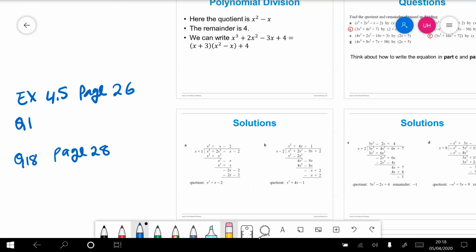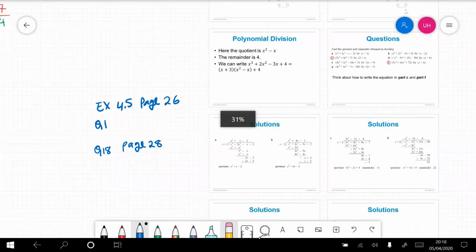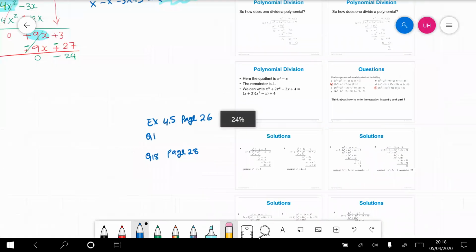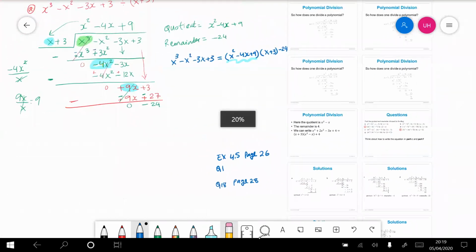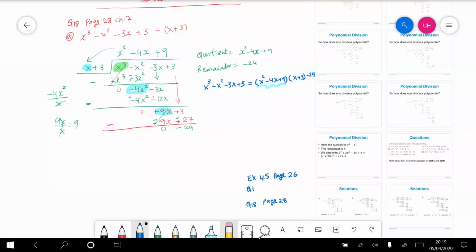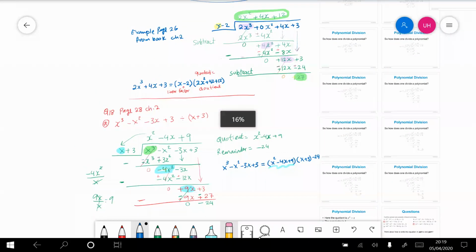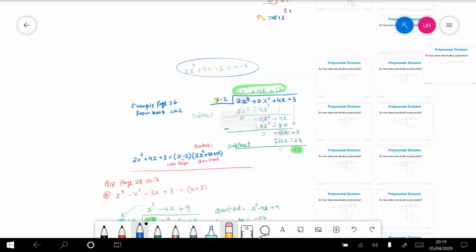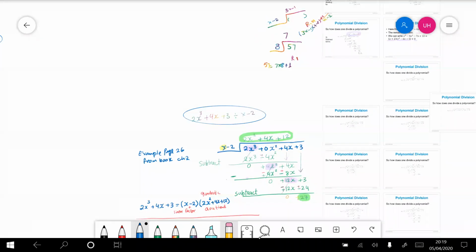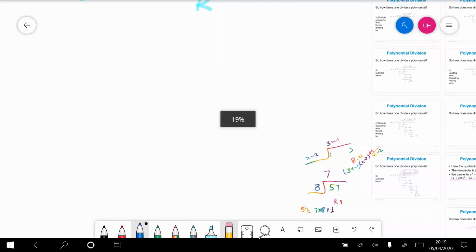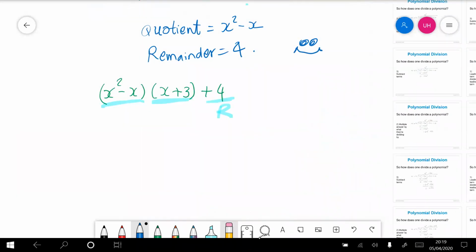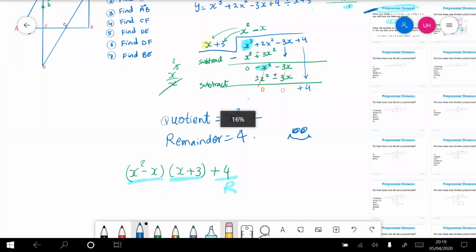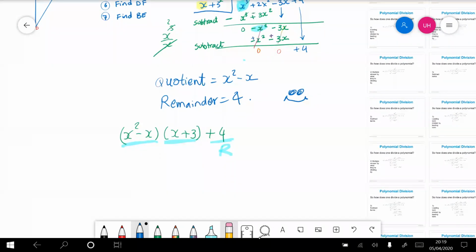So that's the end of this video. I hope it's useful for you and you understand. And just try to follow the steps. And if you already know how to do the long division with numbers, then it's going to be very easy for you, because it's exactly the same method. The only difference here is you are using the polynomial terms to work it out.